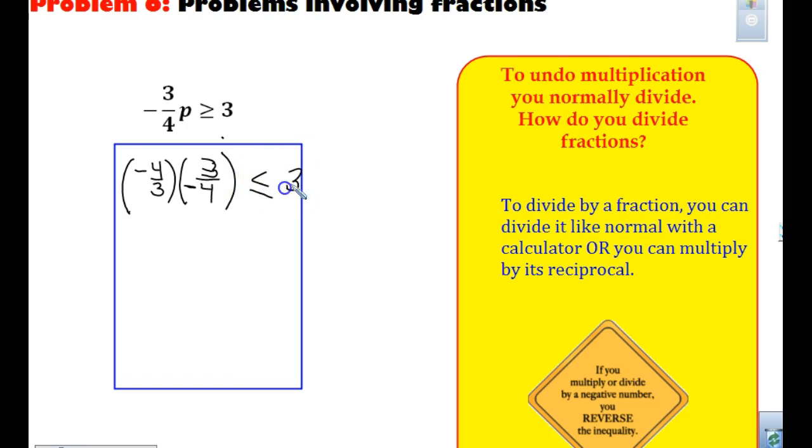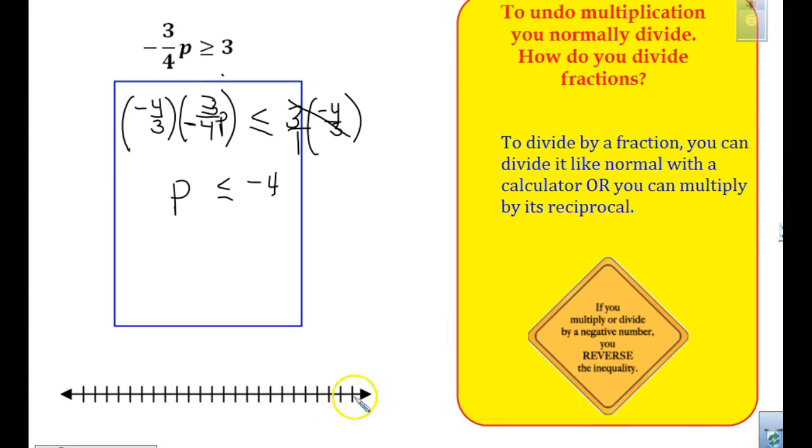And I have 3 times -4/3. And this is really nice on this side, and this is why I sometimes put it in your calculator. I mean, 3/3 is the same as 1. And we are left with -4 is less than or equal to p, so p is greater than or equal to -4. Does it make sense? Pick a multiple of 4 that is less than -4. So like what? -12.